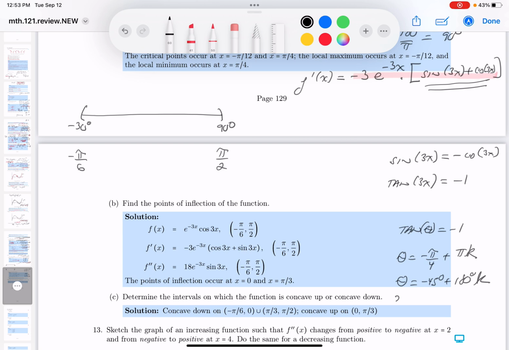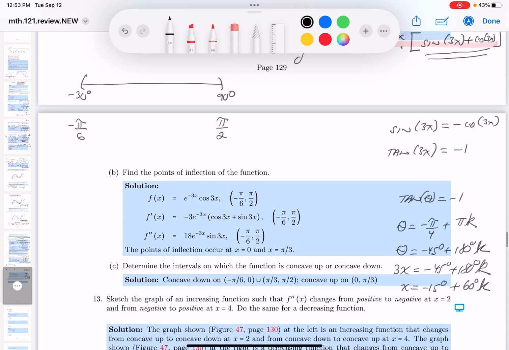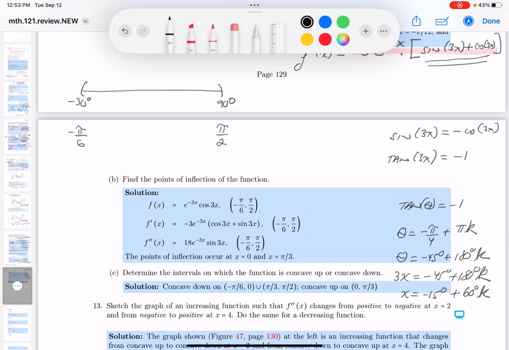So what do I know? I know 3x is equal to minus 45 degrees plus 180 degrees k. All right? Divide both sides by 3, and you get x equals minus 15 degrees plus, 3 goes in 180, 60 degrees times k. Right, this allows me to put critical numbers down here, and I'm going to speak in degrees, but I do have to translate it back to radians.